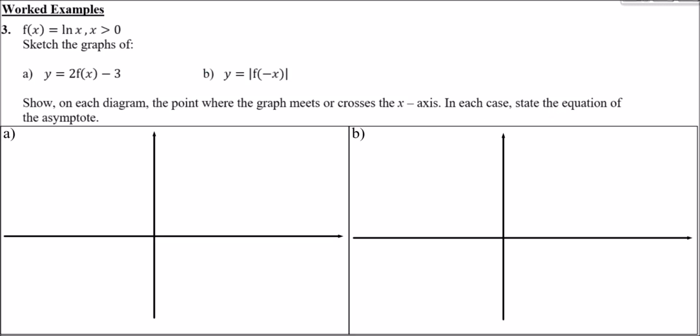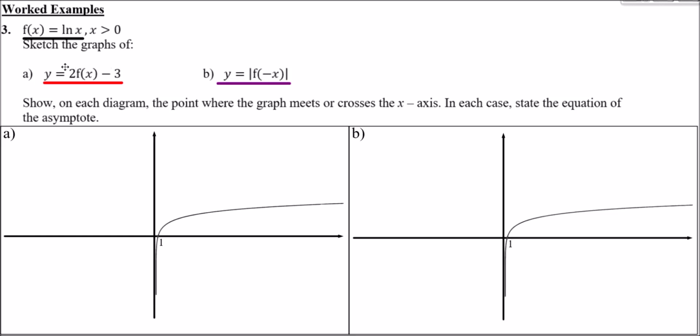So first of all, let's just remind ourselves what the graph of ln x looks like. So ln x, you need to recall, looks like this as its characteristic shape. It goes asymptotic at the y-axis, comes up through 1, and then looks like it trails off. It's not asymptotic, but the rate of increase does slow. This will eventually go towards infinity, but it tends to infinity slower and slower as x goes larger. So now we can think about 2f(x) minus 3 and y equals mod of f(minus x).